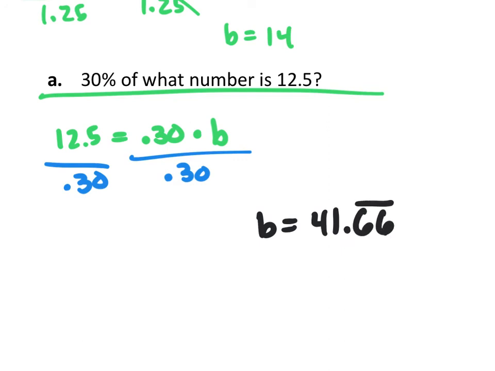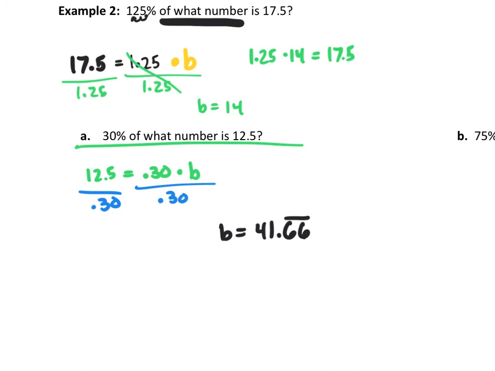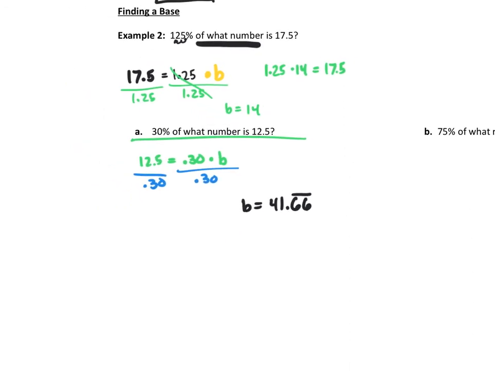41.66 repeating. Now, one thing that we'll cover is that we typically don't use repeating decimals. We'll more or less use fractions to help us express scenarios like this. But I haven't covered that with us, so in this case, it would be appropriate to just leave it as 41.66 repeating. We can check out the remaining problems as well as the word problems when we're back together in class.